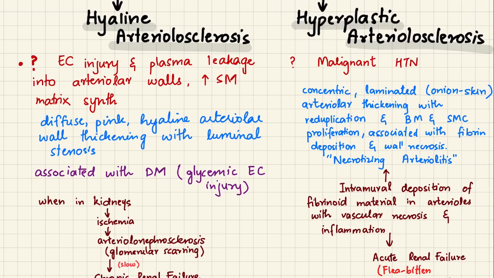So next is the hyperplastic arteriolosclerosis. It is known as hyperplastic because there is hyperplasia of cells. Which cells? Smooth muscle cells. Exactly. So why does this happen? This happens in malignant hypertension.